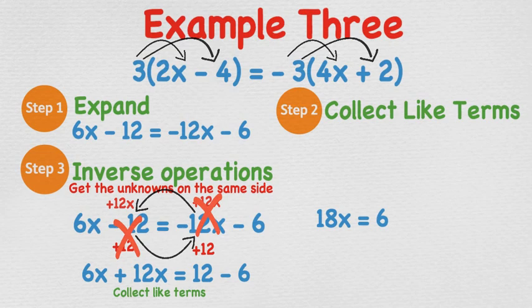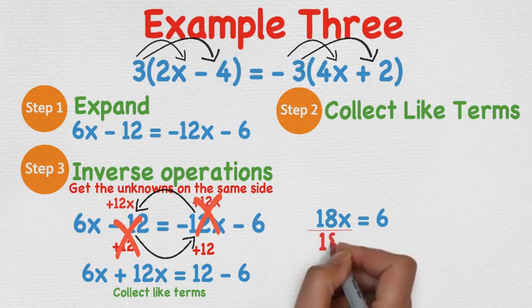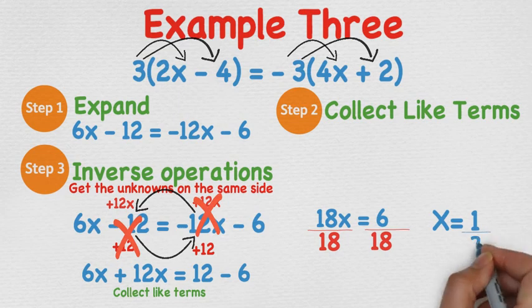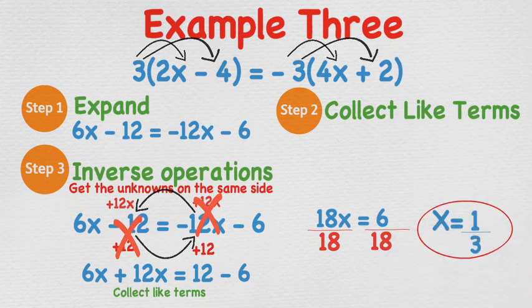The last part is getting the x by itself, and to do this we divide each side by the number in front of x, which is 18. This leaves us with x equals 1 over 3. That brings us to the end of the video.